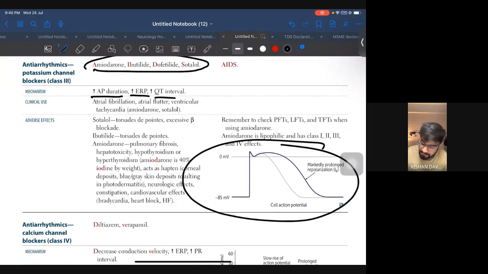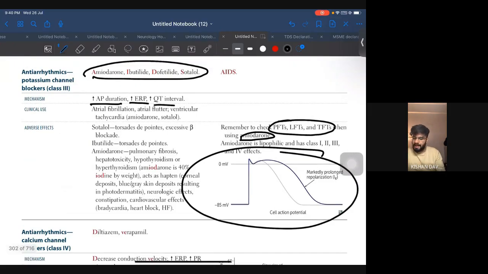Now one thing, when you use amiodarone, check PFT, LFT and TFT: thyroid, lung and liver. Direct questions have come in your exam. They will say amiodarone was used. So before amiodarone, what do you need to check for? Lung, pulmonary, liver and thyroid function tests you have to check.